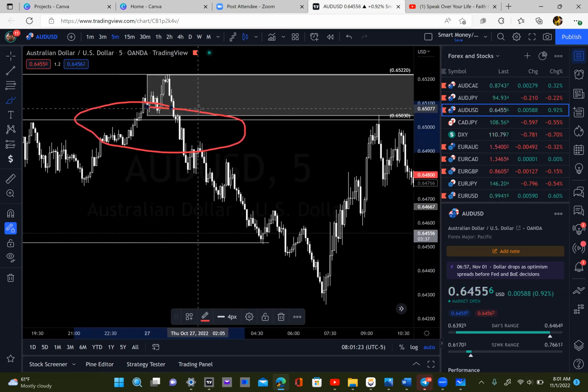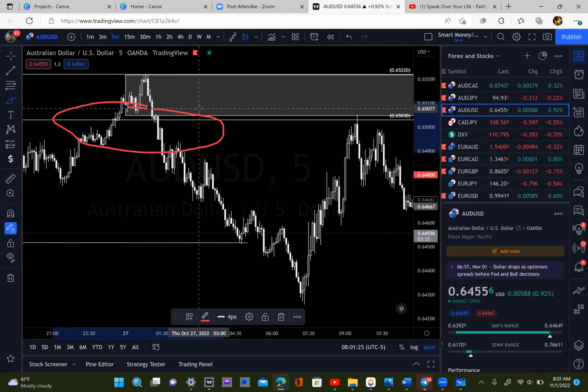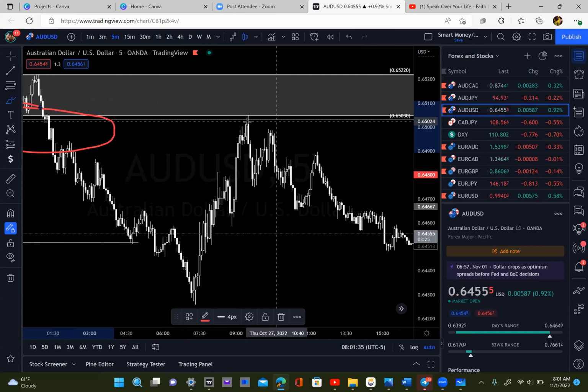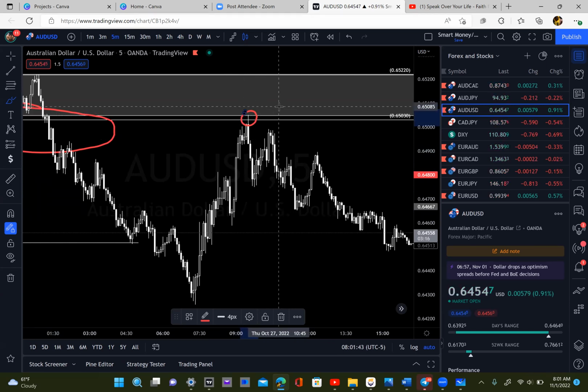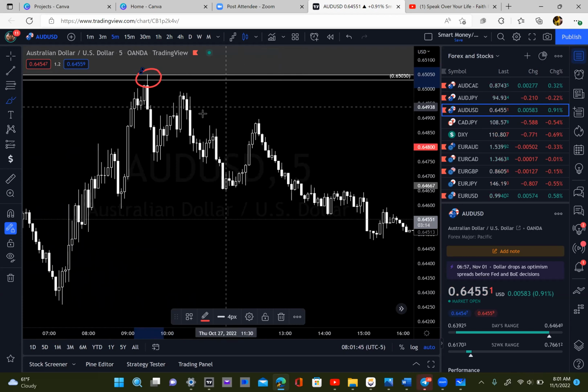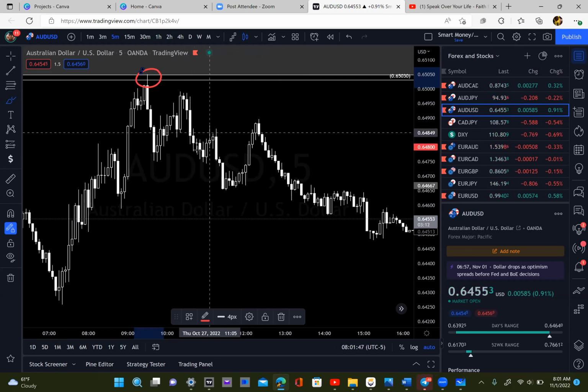Right here. And if you missed it, guess what? It's all good. Because look, it came back. It came back and tipped your zone again right here. So this could have been your entry right here. This is another entry. Boom. Wick entry. All right. Wick entry. Boom. Look, it came back again.